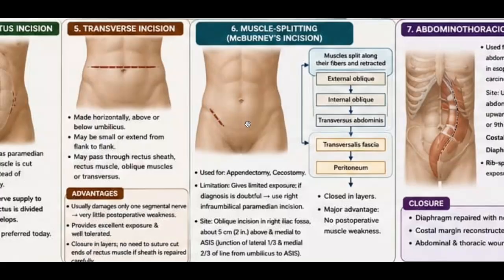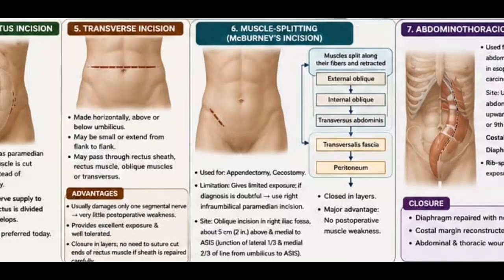Now the muscles here are the external oblique, then the internal oblique, then the transversus abdominis, and these are split along their fibers, and they are not cut across them. We split them along their fibers, and then eventually they are retracted. And then the transversalis fascia, and then eventually the peritoneum, are incised finally.